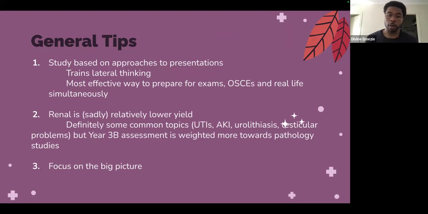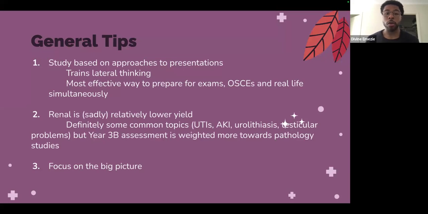So know the R1s, know the management, but I think by far the most helpful thing to think about is studying in response to approaches to presentations. It trains your lateral thinking for real life, but ultimately, all your exam questions, your multiple choice questions, will be arranged in such a patient in a clinical scenario presenting with a particular complaint primarily. And of course, your APEXes are like that as well.